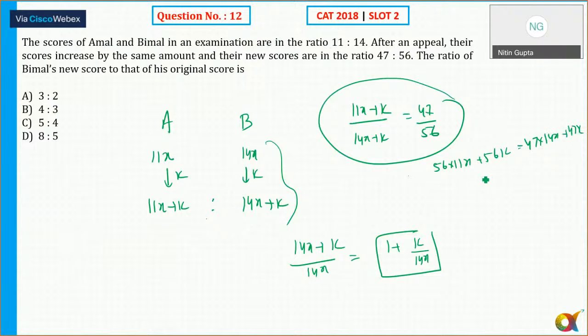So 56 minus 47, how much is it? That is 9k. So 9k is equal to (47 into 14 minus 56 into 11)x. So from here you can get the value of k by x, equal to (47 into 14 minus 56 into 11) by 9. And here you get the answer. So if you substitute it, you'll get the answer. I think the answer for this question was probably 4:3. Check kar lena.